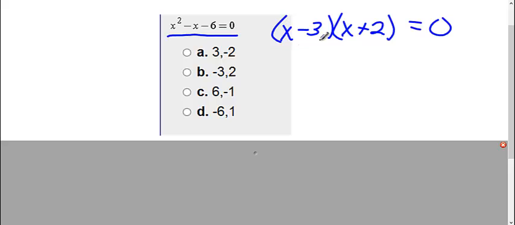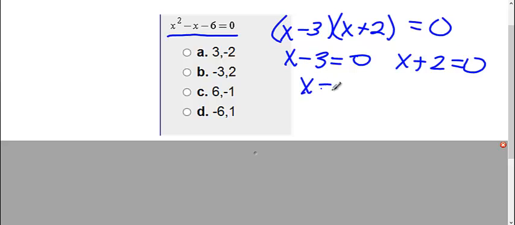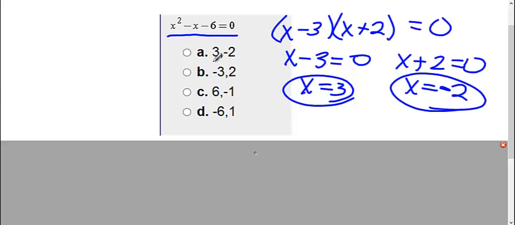Now that I've factored, I'm going to set each of these equal to 0 and solve. Therefore, I add the 3, I get a positive 3. I subtract the 2, I get a negative 2. Therefore, we get 3 and negative 2, which is A.